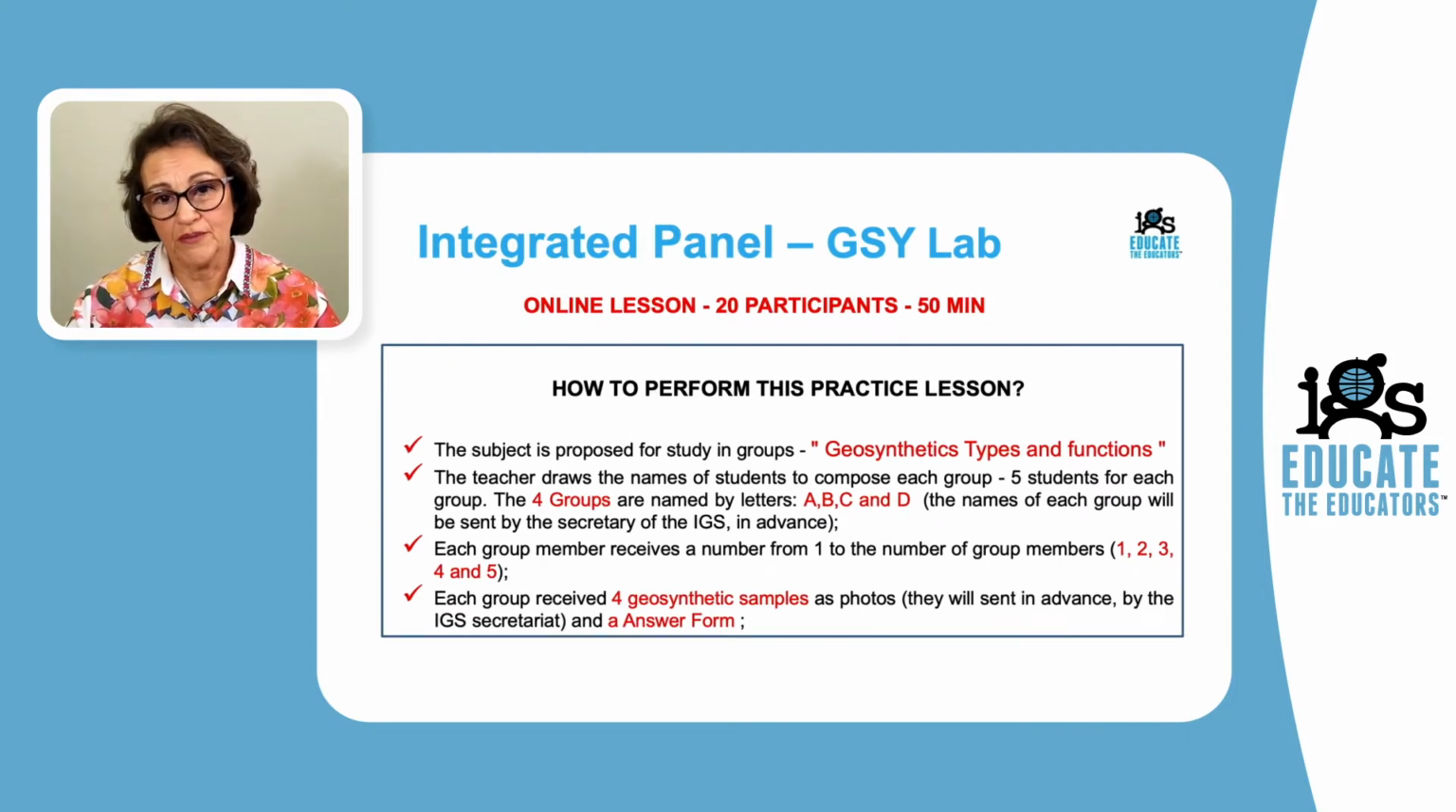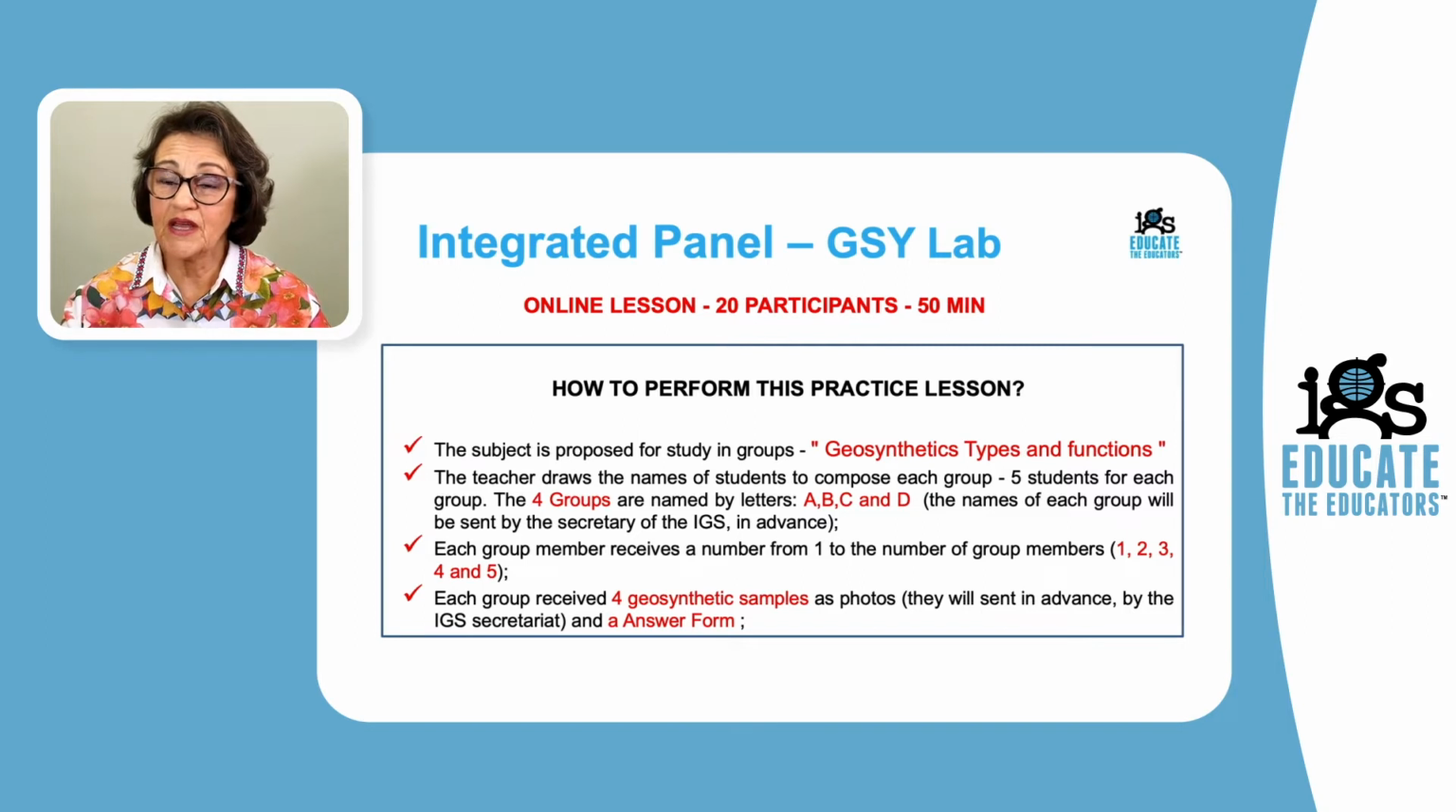How to perform this practice lesson? This procedure proposed here is for 20 participants and 15 minutes. The subject is proposed for studying groups: geosynthetics, types, and function. The teachers compose 4 groups consisting of 5 students each. The groups are named by letters A, B, C, and D.